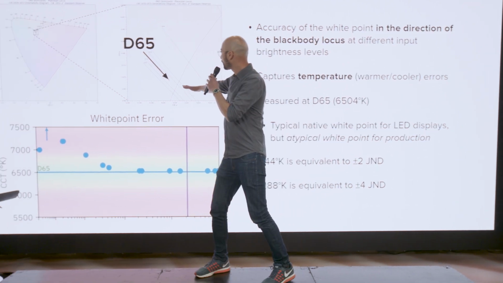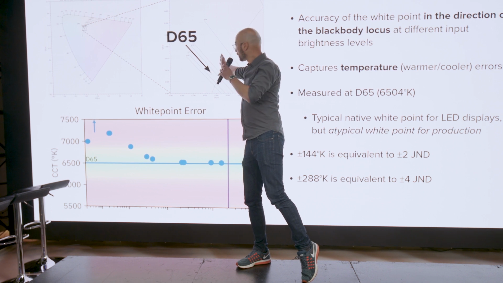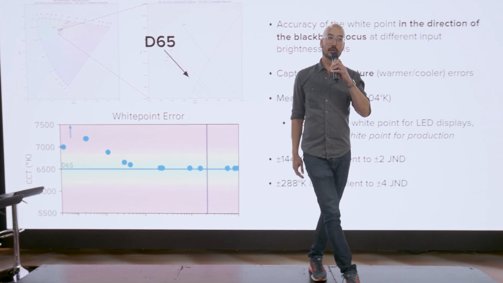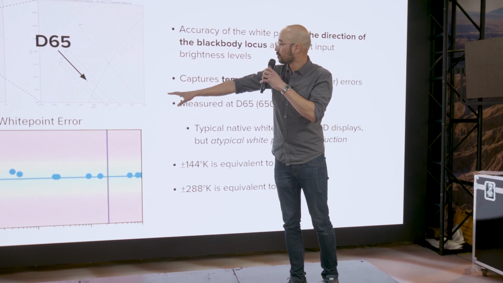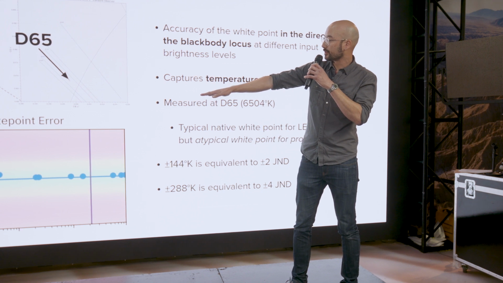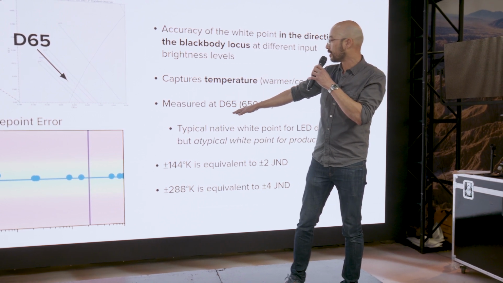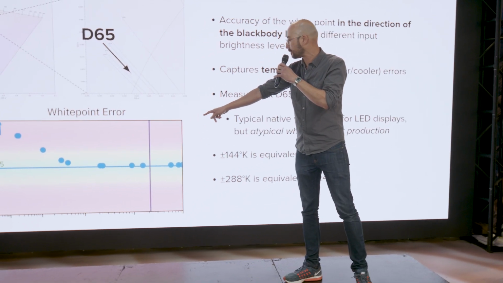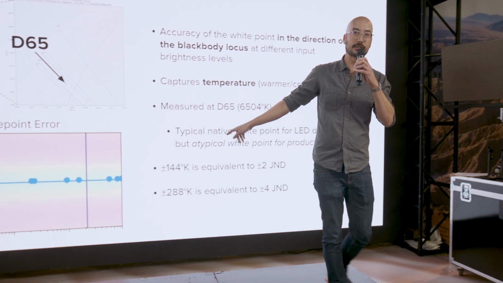One, where the panel reproduces white along the locus, so whether it's warmer or cooler than what the target was. And in this case, we've represented that in this graph here that shows your 6,500 Kelvin target white point, and then luminance along the bottom. I think I cut the numbers off, but that's a log scale from 0 to 10,000 nits.